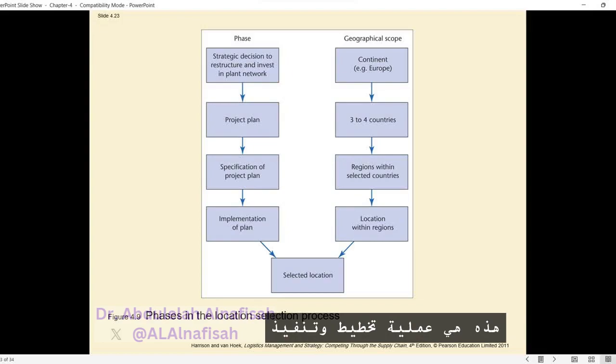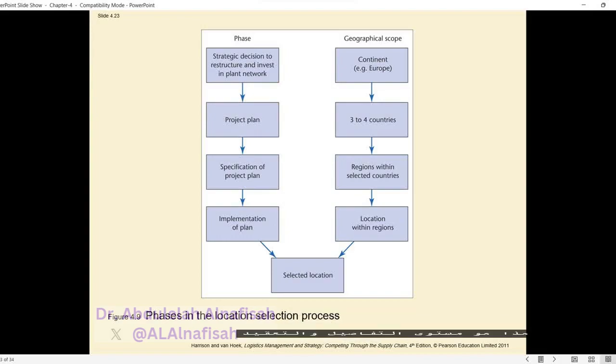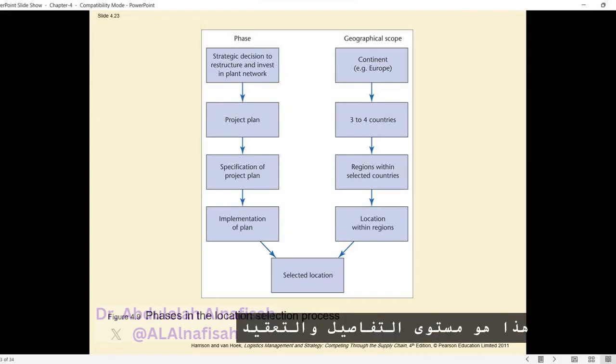Phase. This is the process of planning and implementing the project, from the initial strategic decision to the final location selection. It involves 4 steps: creating a project plan, specifying the project plan, implementing the plan, and selecting a location. Geographical scope. This is the level of detail and complexity of the location analysis, from the broad continental level to the specific location level. It involves 4 levels: continent, country, region, and location.